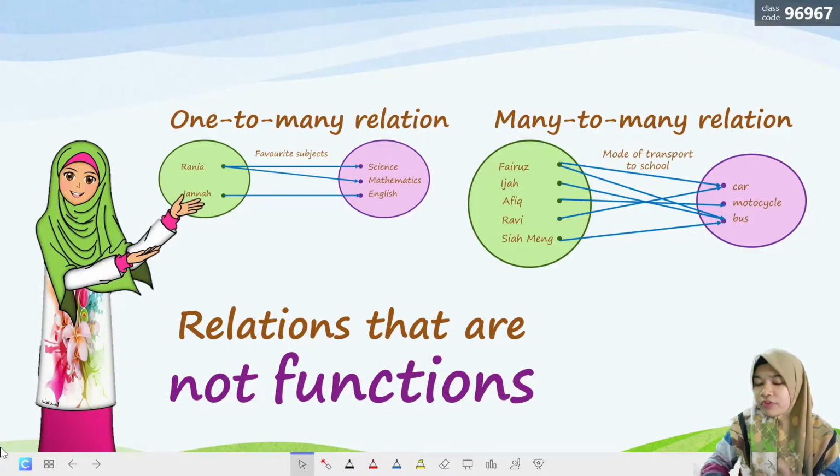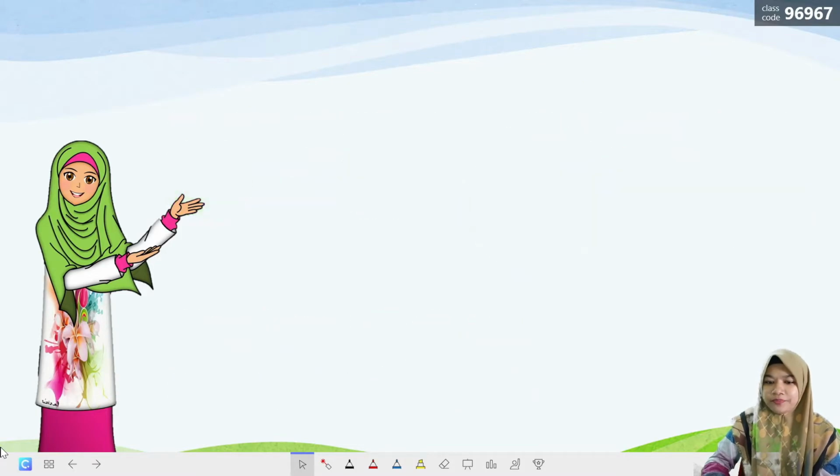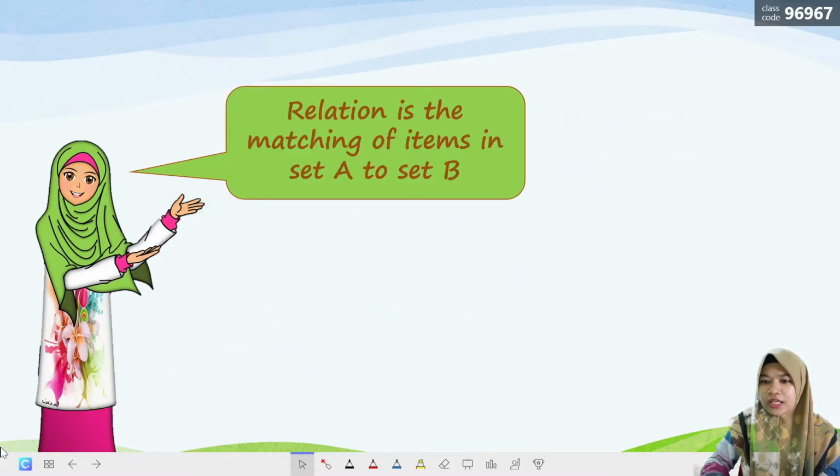Relations that are not functions. What you can see here, one to one and many to one are functions. If you have a relation that is one to many or many to many, those relations are not functions. Okay, what is a relation? A relation is the matching of items in set A to set B, like what cikgu showed just now. Relation is the matching of items, how the relationship is between set A and set B.